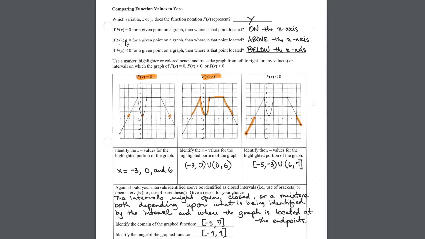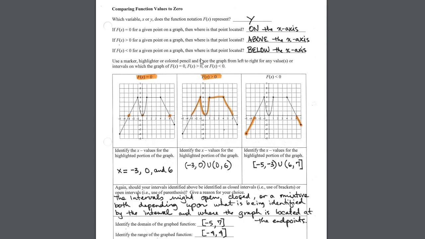If f of x is greater than 0, in other words, if f of x is positive for a given point on a graph, then where is that point located? If the y value is positive, then you have to be above the x-axis, right? Here's the x-axis, here are the positive y values, so you have to be above the x-axis. If f of x is less than 0, in other words, negative, then the point has to be below the x-axis, because that's where the negative y values are, okay?